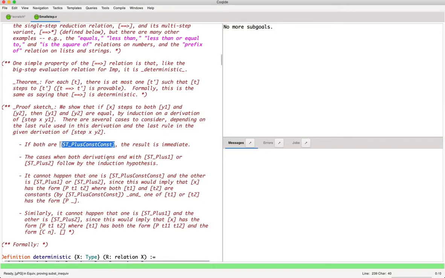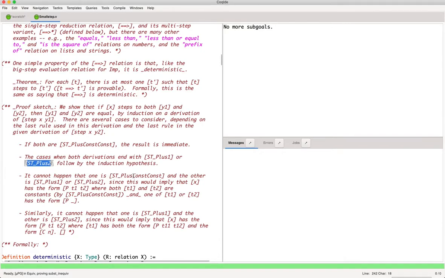Now in the cases where the two derivations, x steps to y1 and x steps to y2, both end with st plus 1 or both with st plus 2 as the last step, then the induction hypothesis will do it, because we're essentially just talking about the derivation of the stepping of some component, either the left component for st plus 1 or the right component for st plus 2.